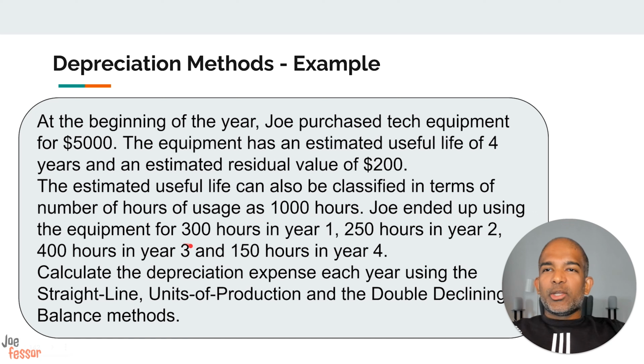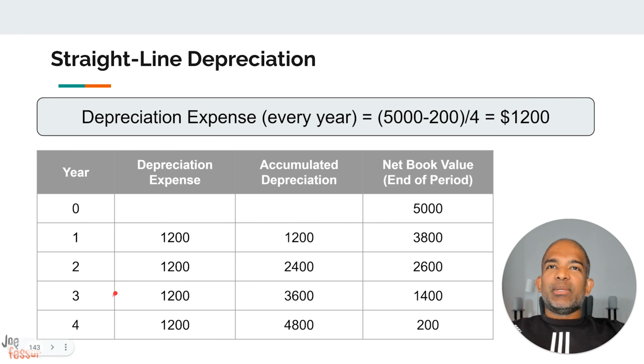Joe ended up using the equipment for 300 hours in year 1, 250 hours in year 2, 400 hours in the third year, and 150 hours in year 4. Calculate the depreciation expense each year using the straight line, units of production, and double declining balance methods. Let's look at the straight line method first.